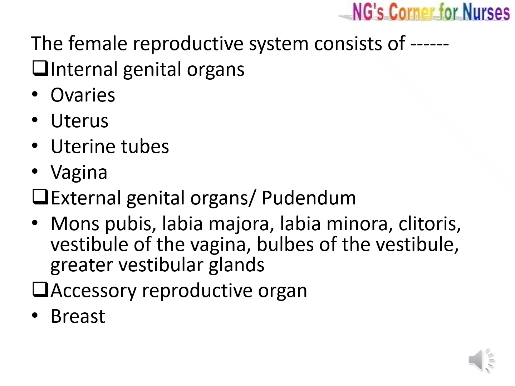These organs play a role in reproduction, and the female reproductive system is immature at birth in humans and develops to maturity at puberty, and then it is able to produce gametes and can carry a fetus to full term. So let's start with internal genital organs. At first, ovaries.